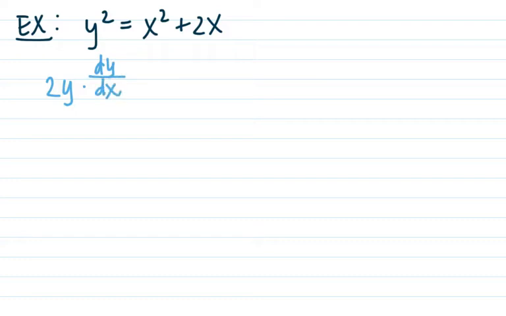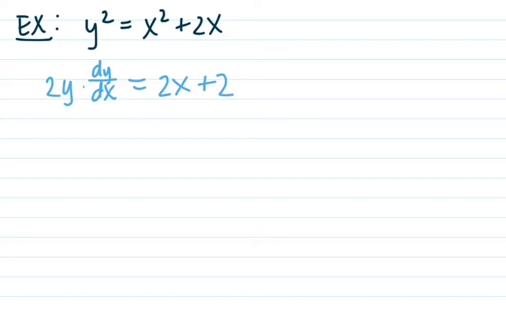And just as a side note, sometimes instead of dy dx, you'll see people write y prime, which you're totally welcome to do. I don't really use it that much because it is very easy to either forget or overlook a prime symbol. Whereas when I write dy dx, it's a lot easier to not forget that that's the derivative. So, just a side note. Okay, that's going to be equal to 2x plus 2.